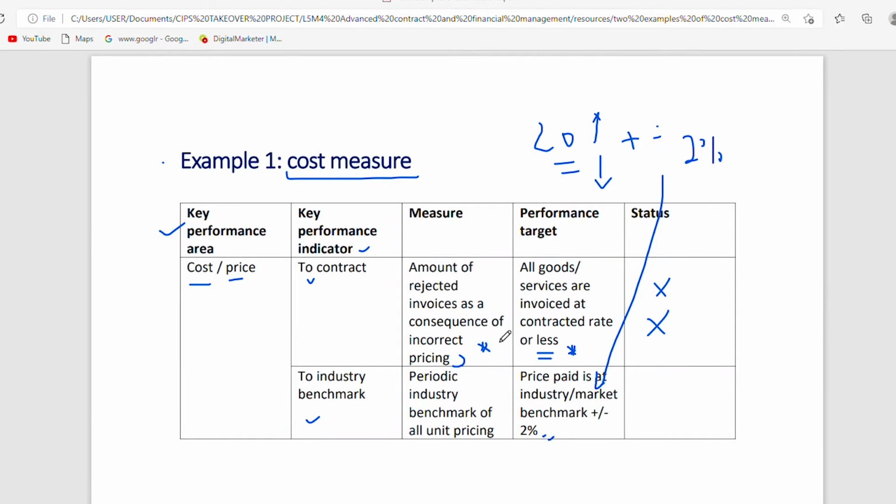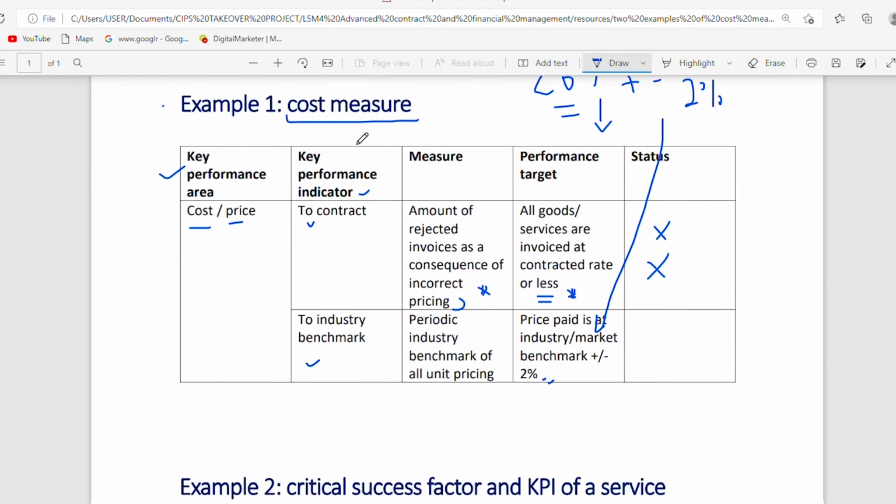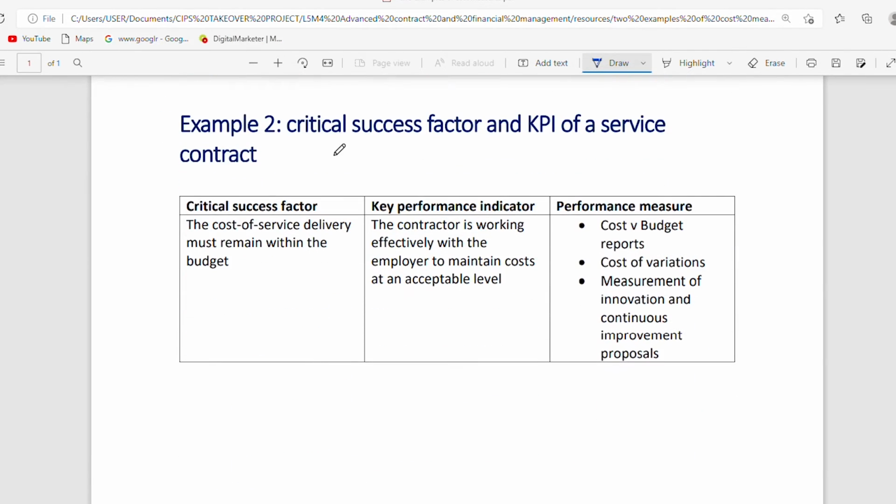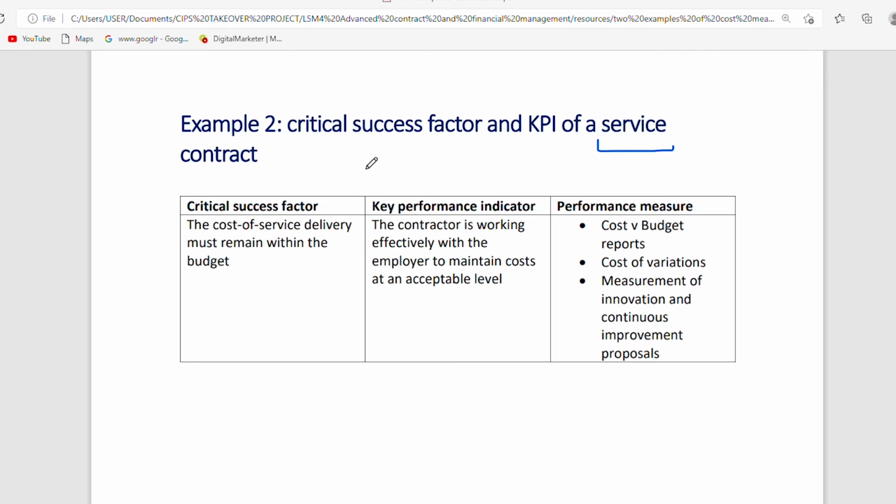contract performance. Another example, example 2, is the critical success factors and KPI of a service contract. Now, we're not talking about goods in this case, we're talking about service contracts. Service contracts are a bit difficult, but anyway. The critical success factor in this case will be that the cost of service delivery must remain within the budget. Of course, the assumption is that you know your budget.